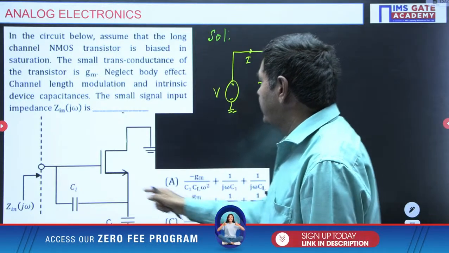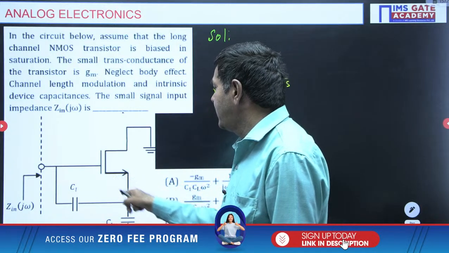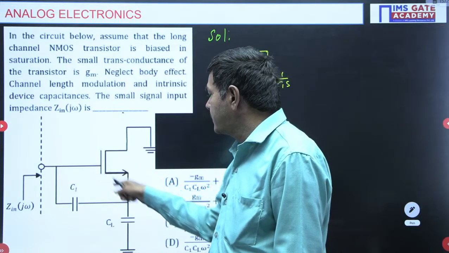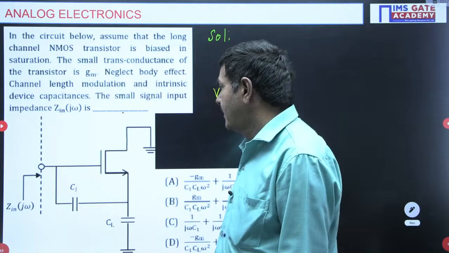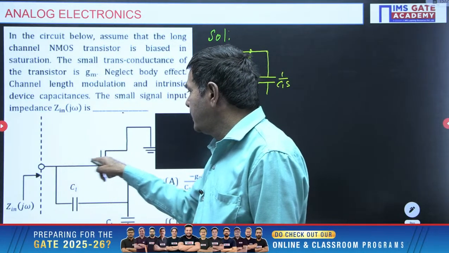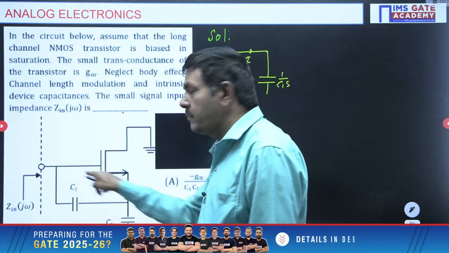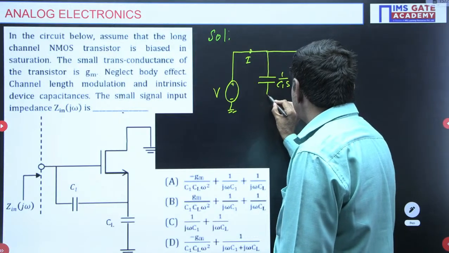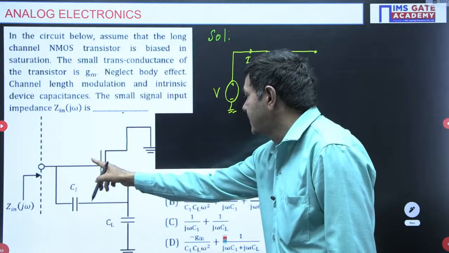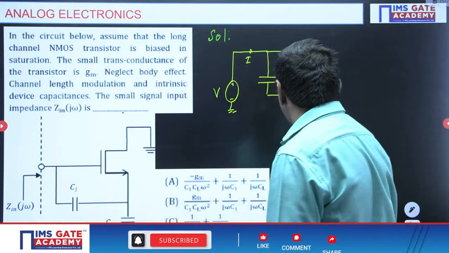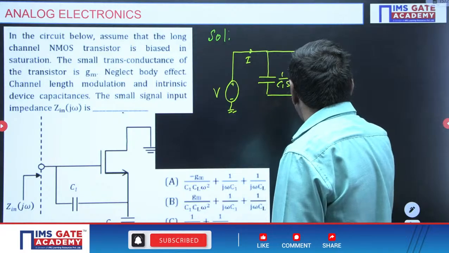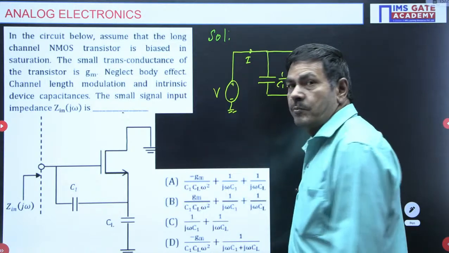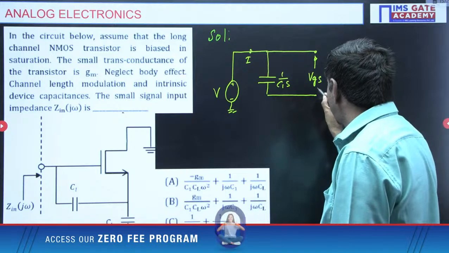On this side, from gate to source, it must be open circuited, because the input impedance of this MOSFET is infinite, a very high value. At that time the current through the gate is 0, which means gate and source must be open circuited. This is the gate, this is the source. Two points I have taken out. This voltage I want to take as VGS, small vgs. This is the voltage VGS I want to take now.